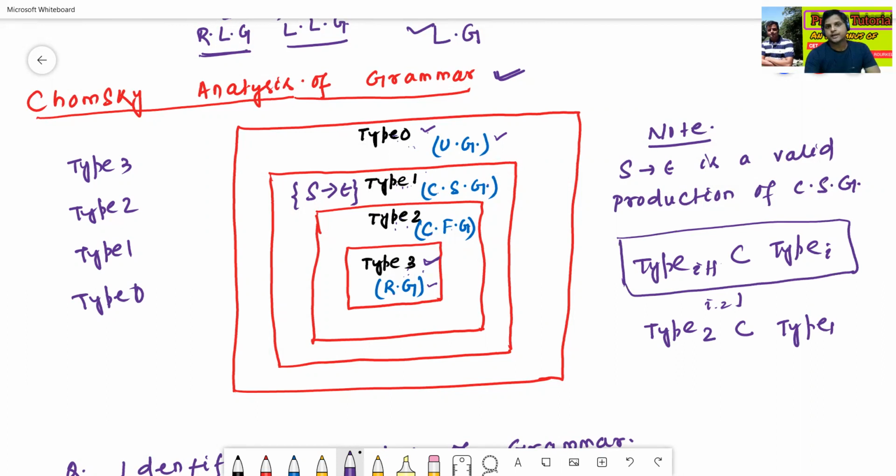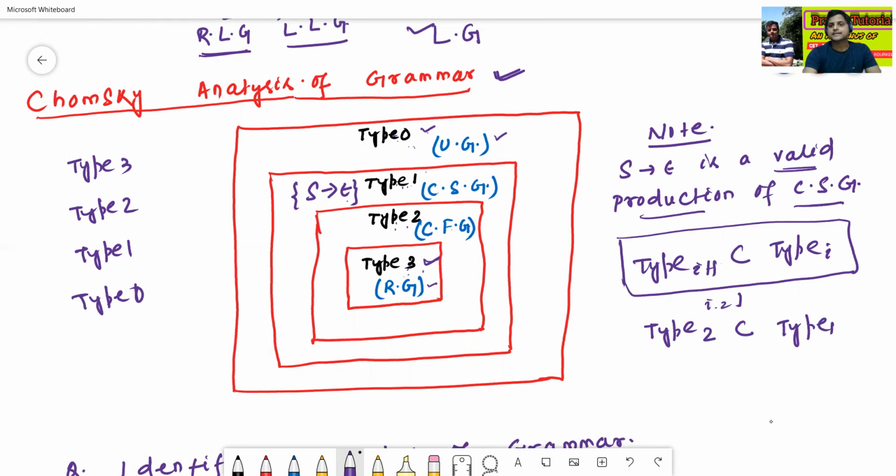Okay, remember one note point here. S → ε is a valid production of context sensitive grammar. But how?